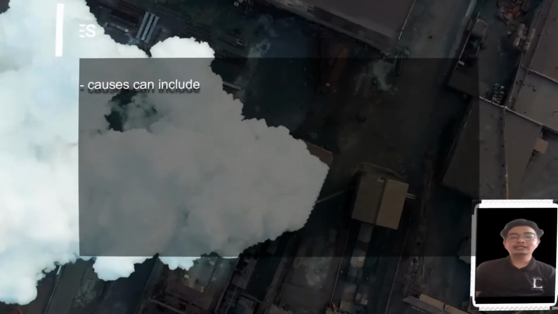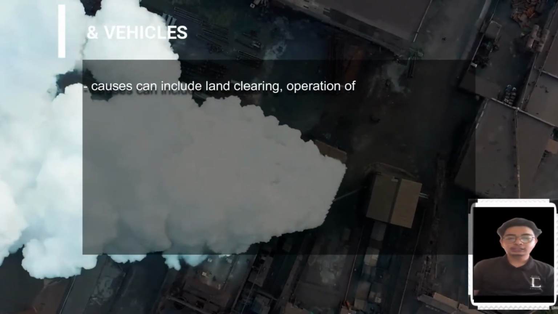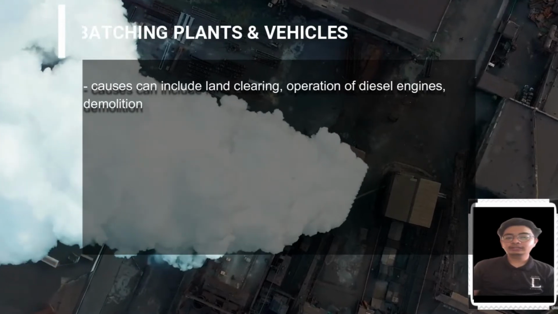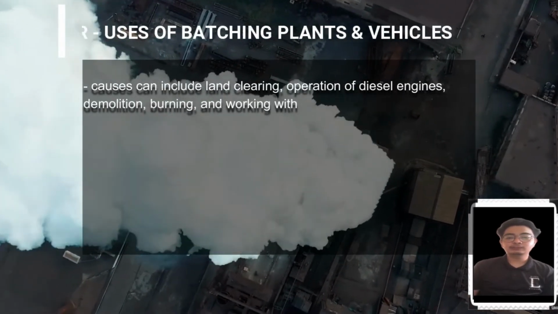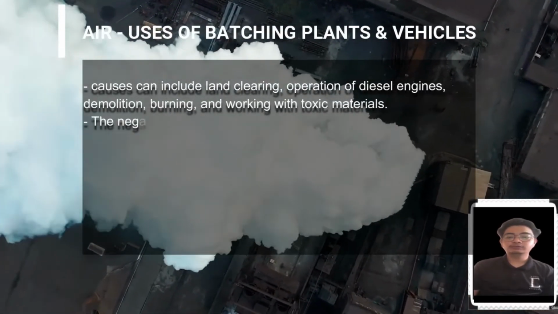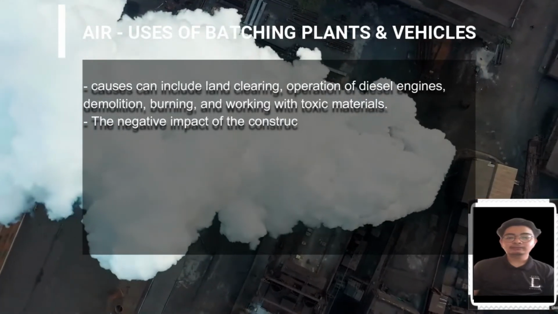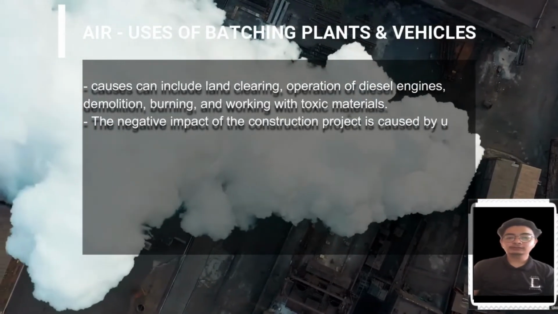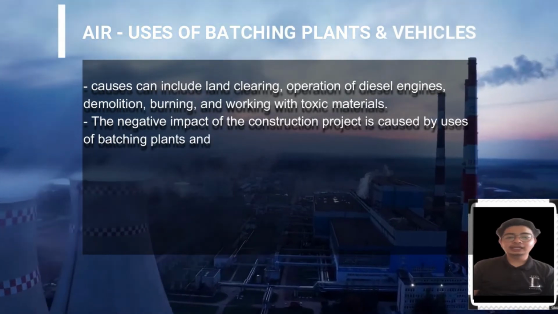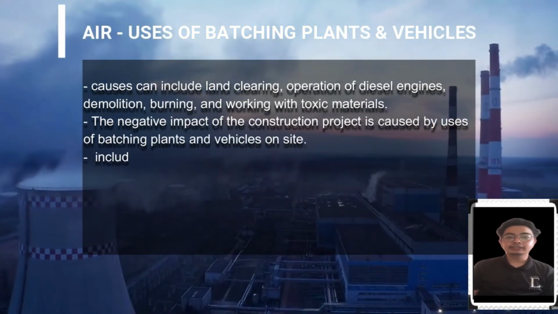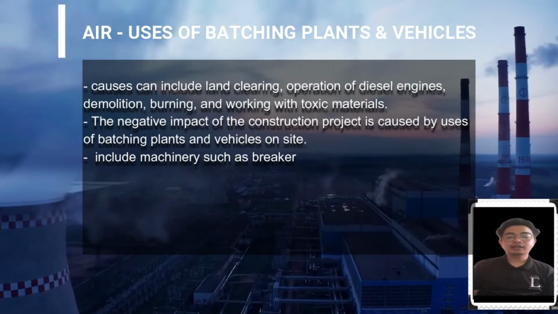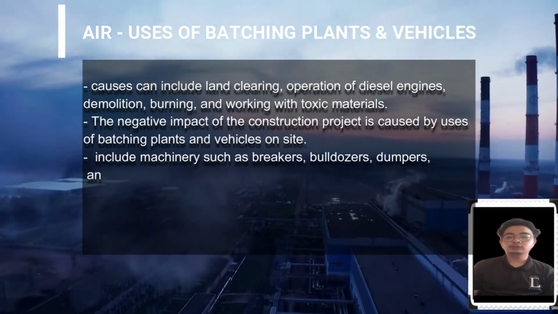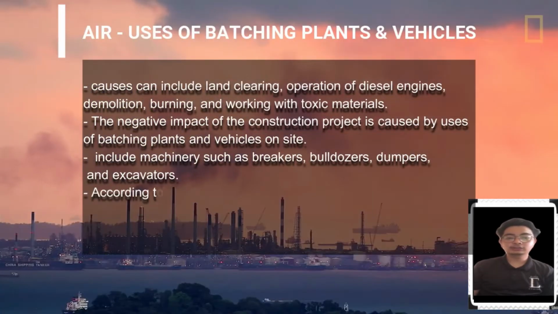Construction is a relatively high contributor to air pollution, and its causes can include land clearing, operation of diesel engines, demolition, burning, and working with toxic materials. At the time of construction, various types of greenhouse gas are emitted, and this toxic gas mixes with the environment more easily. The negative impact of the construction project is caused by the use of batching plants and vehicles on site.